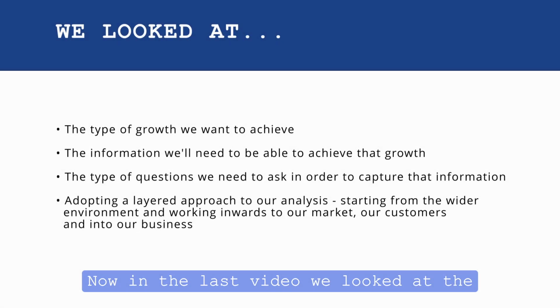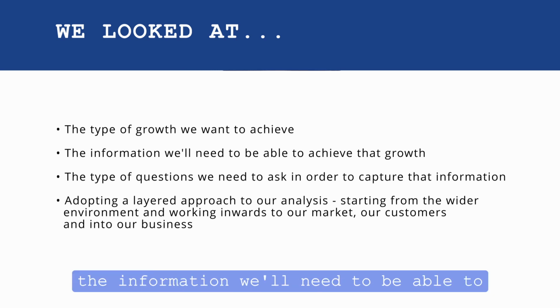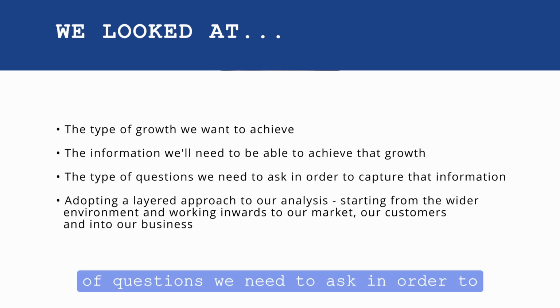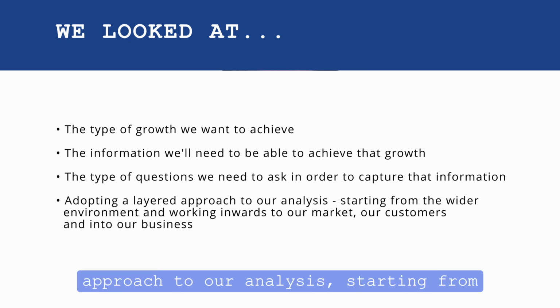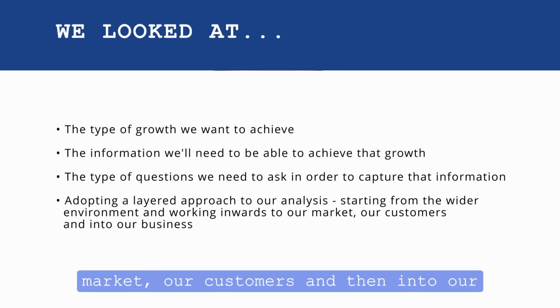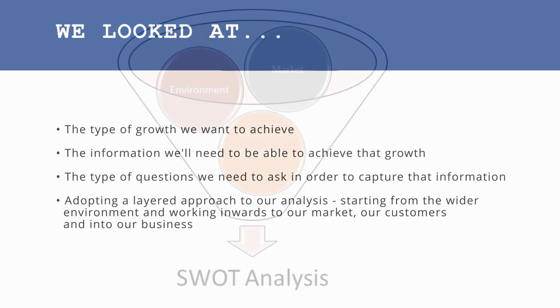Now, in the last video, we looked at the type of growth we want to achieve. We thought about the information we'll need to be able to achieve that growth. We looked at the type of questions we need to ask in order to capture that information, and we adopted a layered approach to our analysis, starting from the wider environment and working inwards to our market, our customers, and then into our business. Now we need to organise that information.